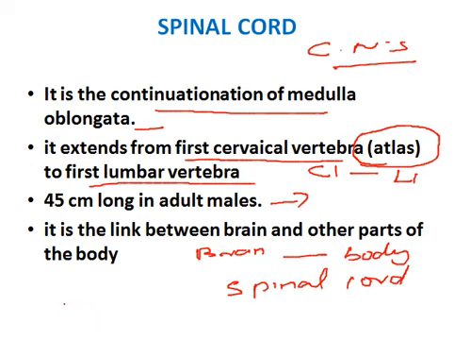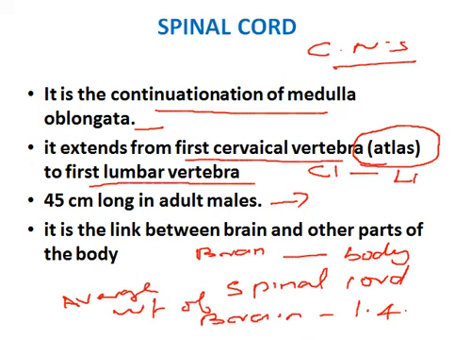I forgot to tell you one thing. The average weight of a brain is 1.4 kilogram. Okay, 1.4 kilogram is the average weight of the brain. So this is part 1 regarding the central nervous system, brain, and spinal cord.